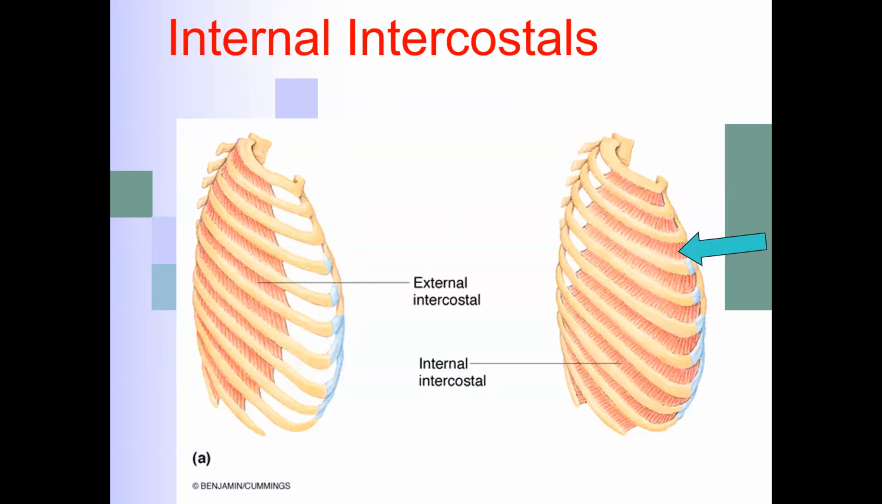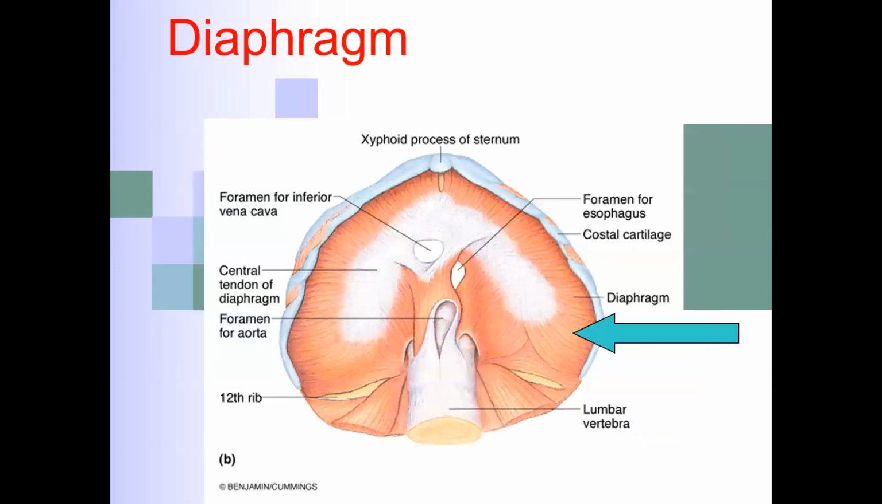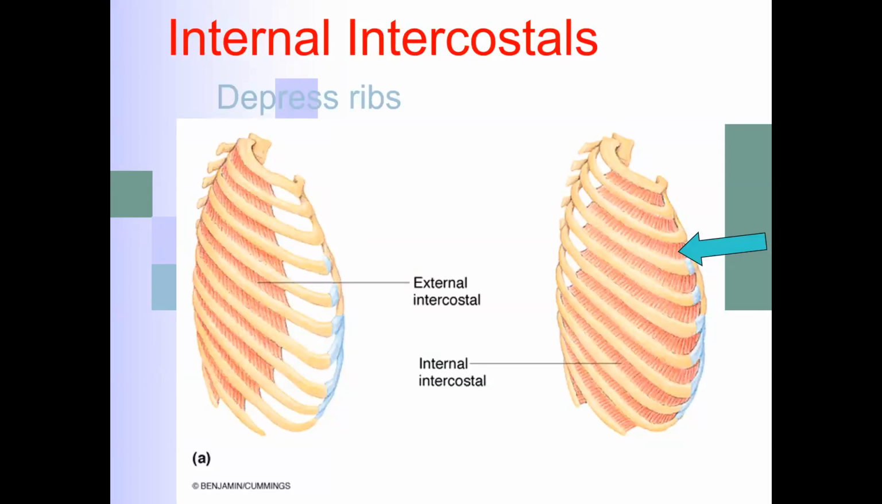Now, internal intercostal muscles, of course, would be on the inside of the rib cage. And their job is now to pull the rib cage in, as you know. So when you're breathing out, they're there to help force the air out by compressing the chest cavity. Right? So they depress the rib cage. That's what I mean when I say they pull it in, right?